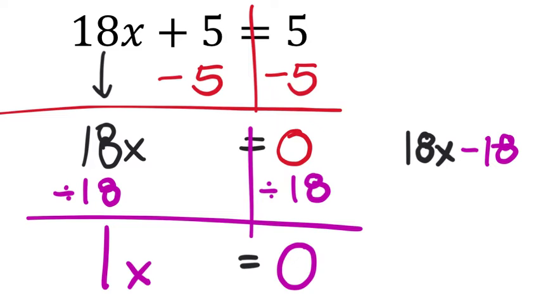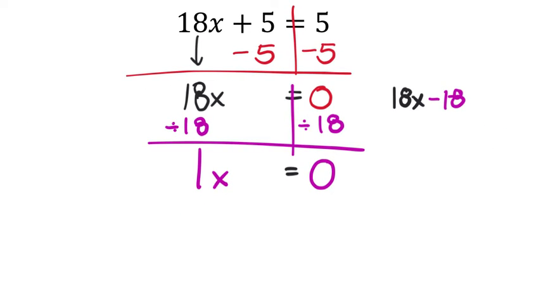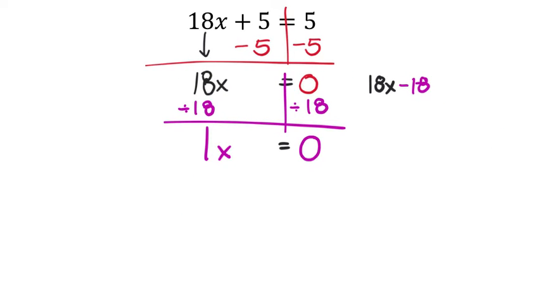Now, what we saw in the last lesson was that now that we have what we think is the solution, 1x equals 0, we go back to the original equation of 18x plus 5 equals 5. But now I'm going to replace the x with the value I think it is. That should make this equation a true statement. And since I'm not sure it's true, I put a question mark over the equal sign, okay?